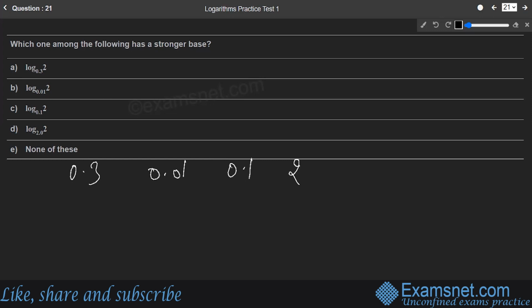So whichever number is bigger out of them will have the stronger base. The biggest number is 2. So clearly the option containing the base as 2 will be the right answer, which is available in option D. So this is the right answer, which has got the stronger base.